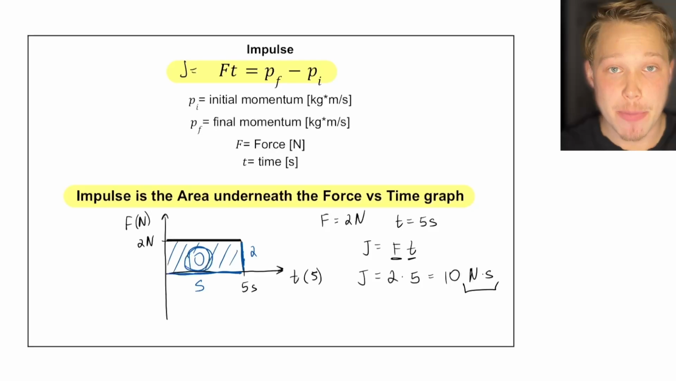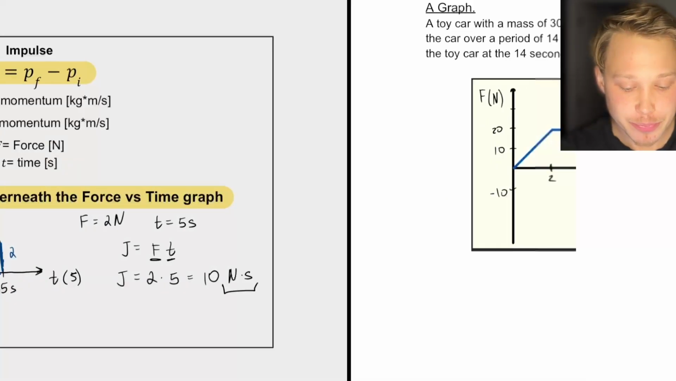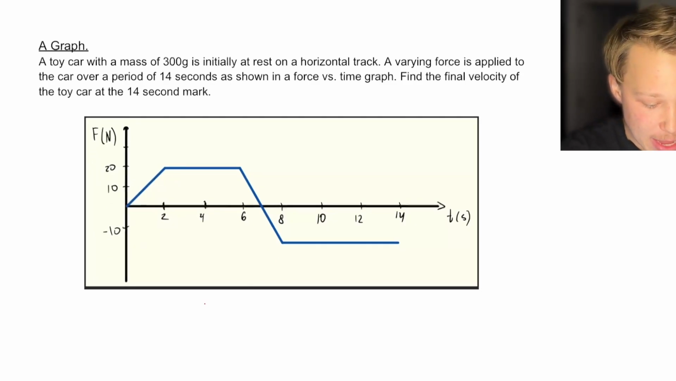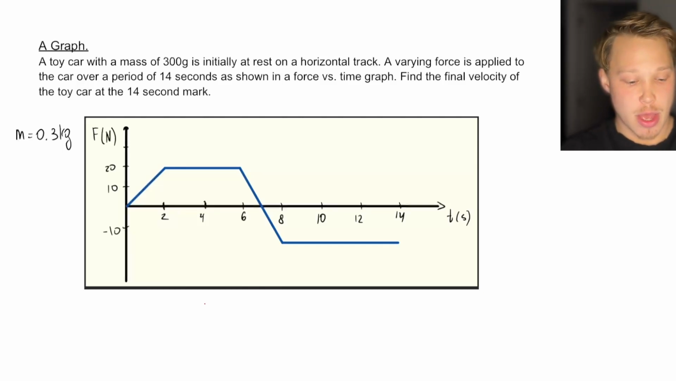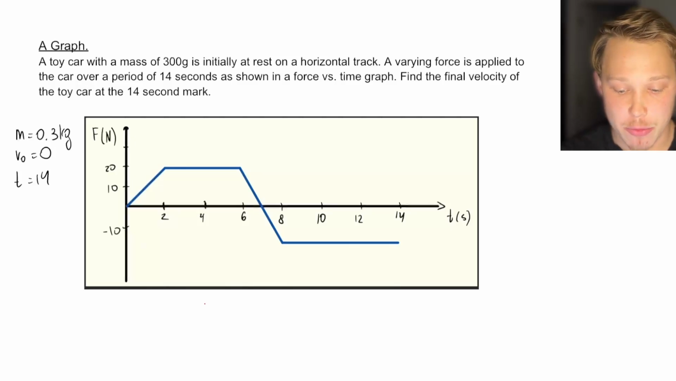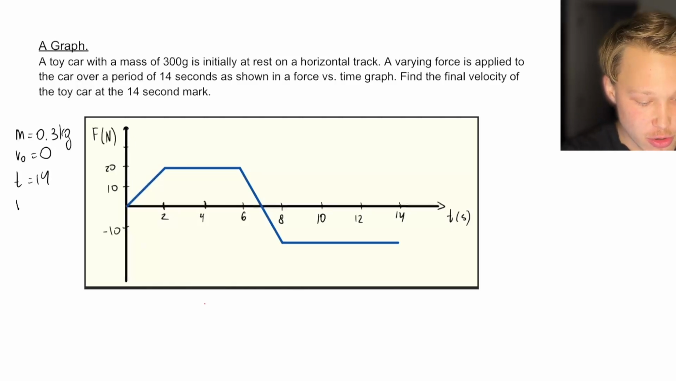Now that we know that impulse is the area underneath the force versus time graph, let's take a look at a type of problem where this information might show up. So here we have a graph of a toy car of mass 300 grams. So I'll convert that to kilograms right away, 0.3 kilograms. That is initially at rest, so v0, the initial velocity, is 0. A varying force is applied to the car over a period of 14 seconds, as shown in the force versus time graph. Find the final velocity of the toy car at the 14-second mark.